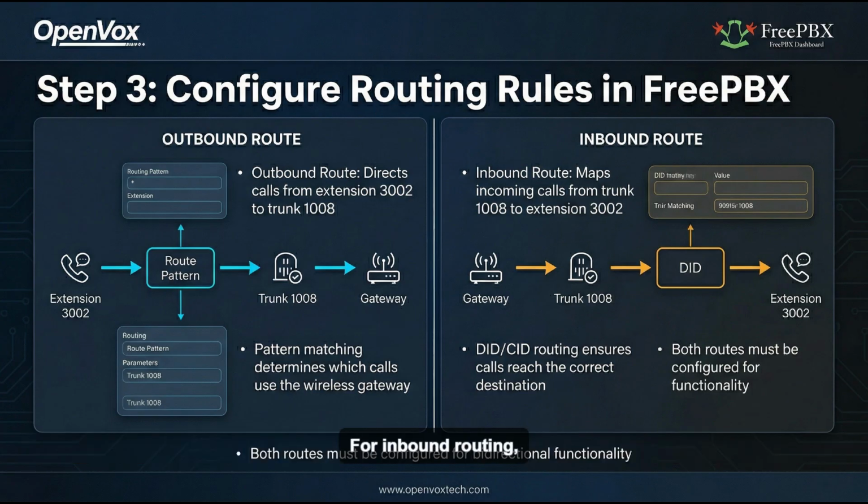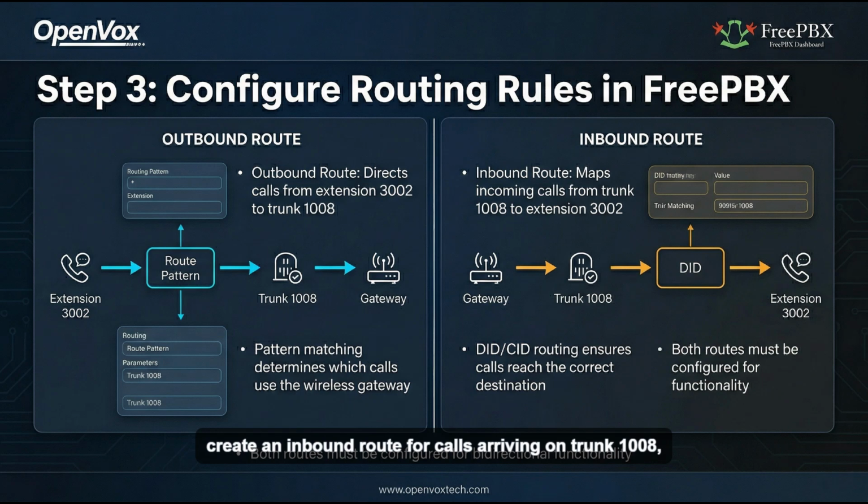For inbound routing, create an inbound route for calls arriving on trunk 1008 and map those calls to destination extension 3002. If you use DID or caller ID matching, configure those fields so FreePBX can choose the correct destination. Both outbound and inbound routes are required. Configuring only one side results in one-way calling.